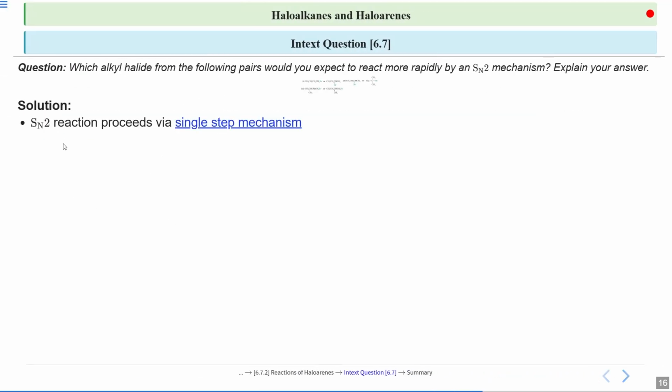So let's see, the SN2 reaction we know proceeds via a single step mechanism. It is a substitution nucleophilic bimolecular reaction, and it proceeds in a single step. So the rate of SN2 depends on the steric hindrance of the alkyl halide. Because it is a single step, the nucleophile is going to attack the carbon at which the halogen is present from the opposite side of that carbon halogen bond. Okay, so steric hindrance is the factor on which the reactivity of the SN2 reaction depends.